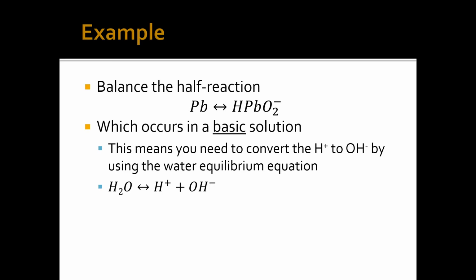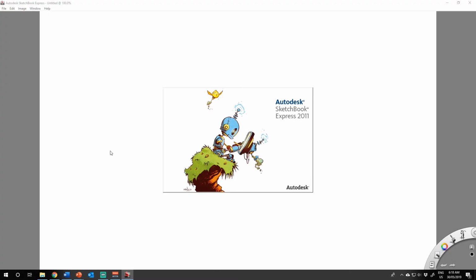So the process is effectively the same. There's just one final step we have to add in at the very end, and that's to convert the hydrogens to oxygens by using this equation here. So this equation allows us to convert the H pluses to OH minuses, and I'll show this in a minute. Let's pull up my sketchbook. There we go.